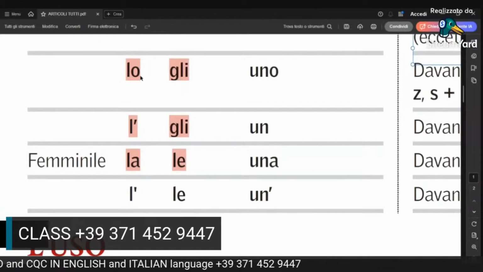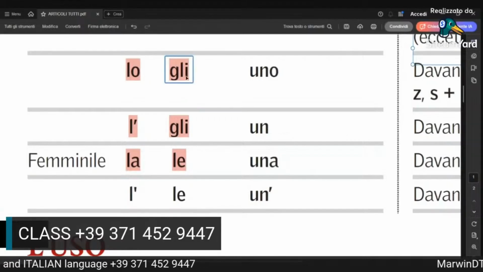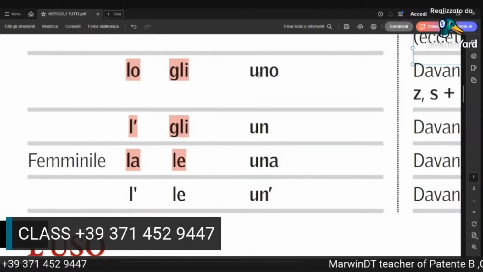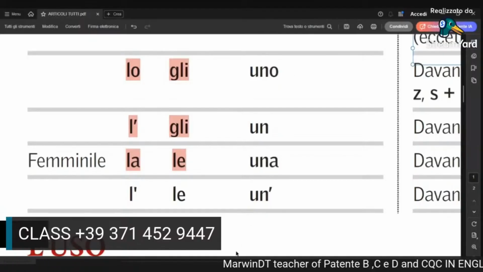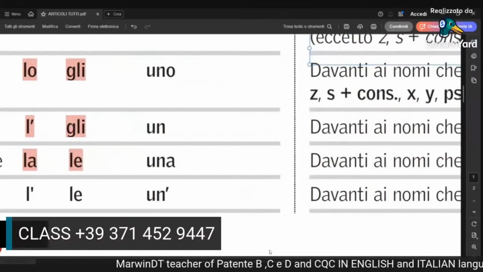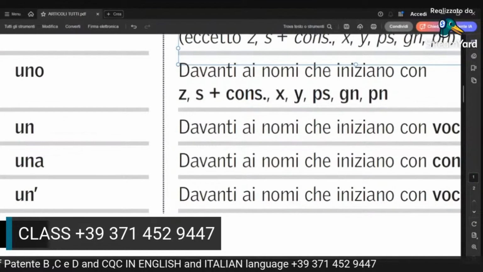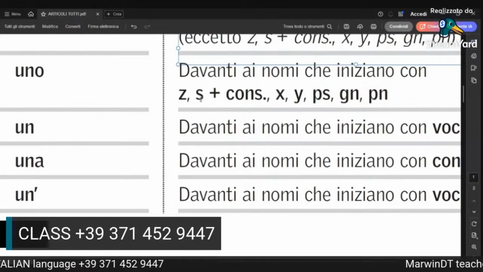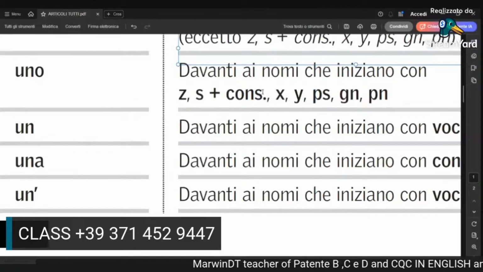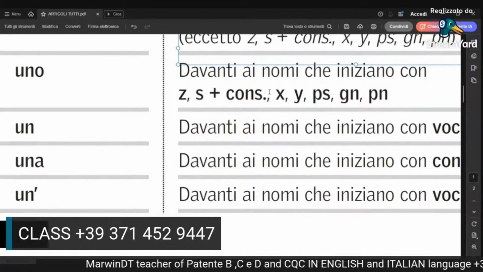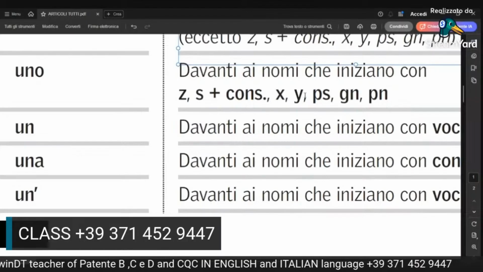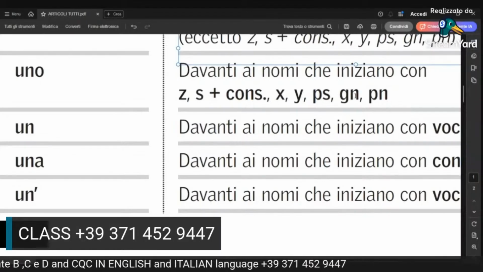The articles become lo, gli, and the indeterminativo becomes uno when in front of the name we have this Z and S plus the consonant, X, epsilon, PS, GN, and PN, just like the upper one.